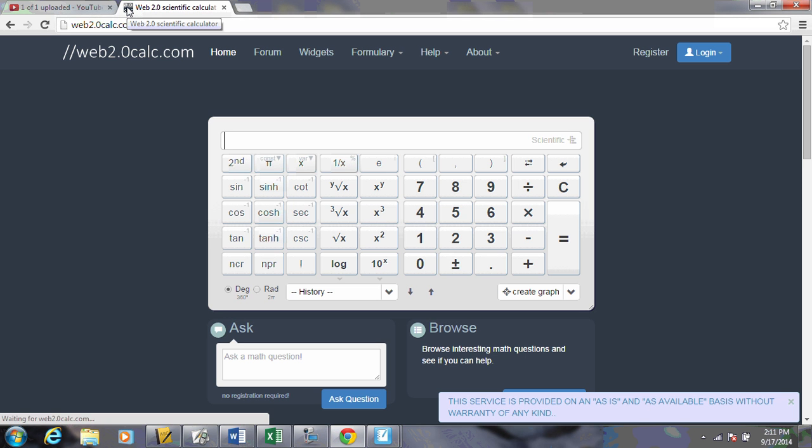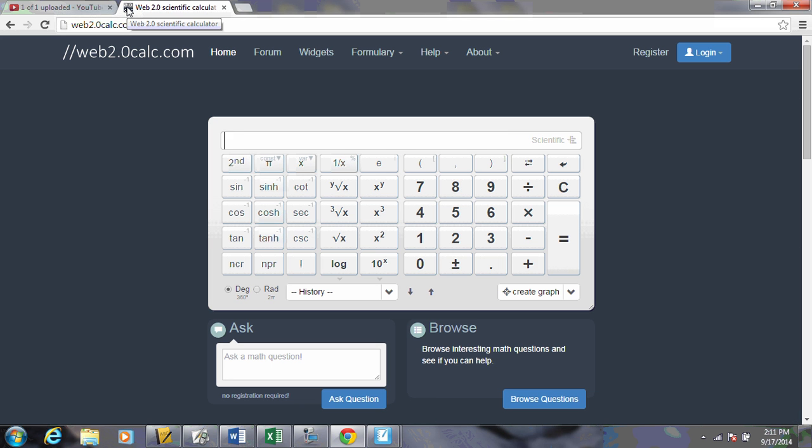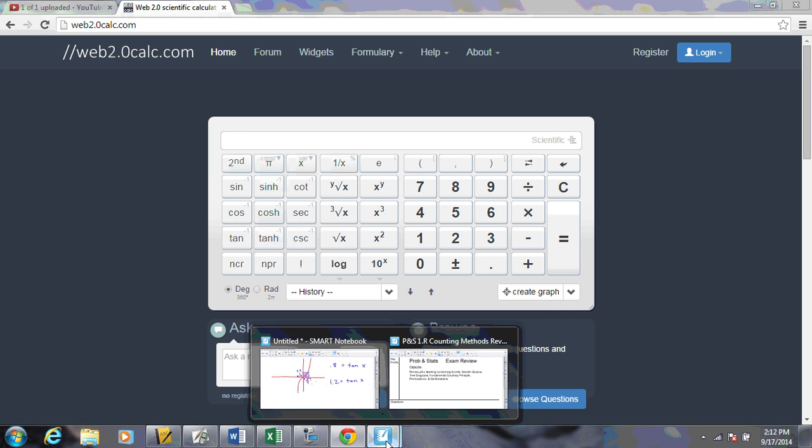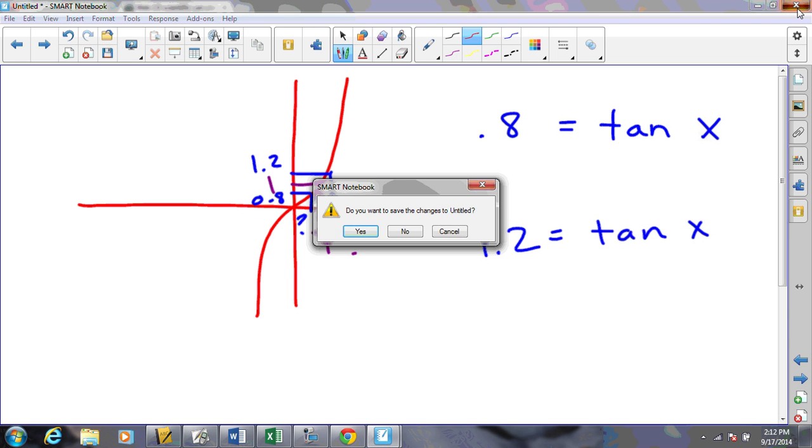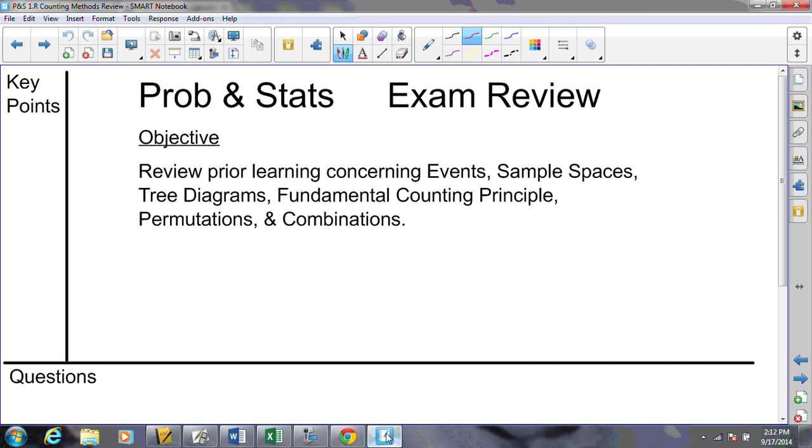At this point, I'm bringing up the calculator on the web that we'll be able to use. If you have a different calculator, like one of the graphing calculators or some other scientific calculator, you're free to use it. But we should get started. I got to close this thing out. Don't need that. And then go.